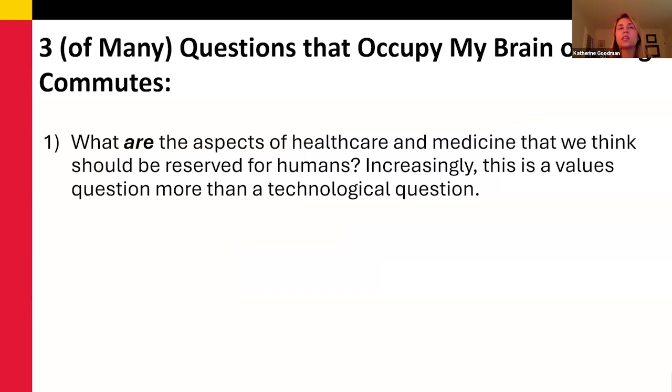And I think the first is really, what are the aspects of healthcare and medicine that we actually think should be reserved for humans? And increasingly, this is a value question in some ways more than a technological question. And I think now is the time that it's incumbent upon us to start really thinking about where we think these boundaries should lie.